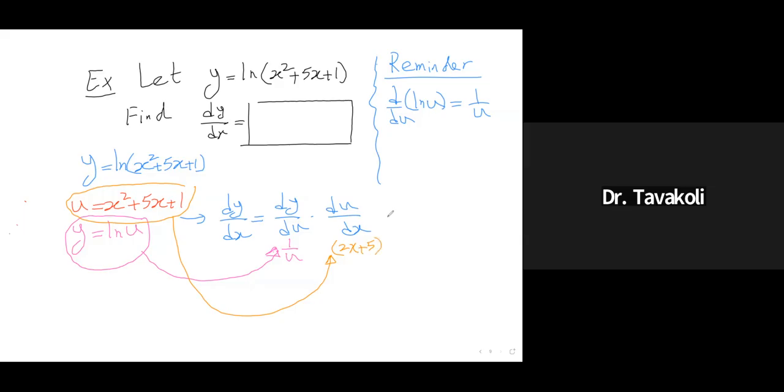Now let's see how we can write the final answer. 1 over u times 2x plus 5, so 2x plus 5 over u, but I need to go back to the original variable. U is x squared plus 5x plus 1, so this becomes 2x plus 5 over x squared plus 5x plus 1. So the answer that we need to type in here is this answer.